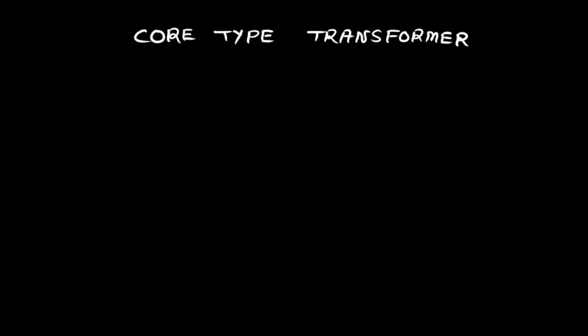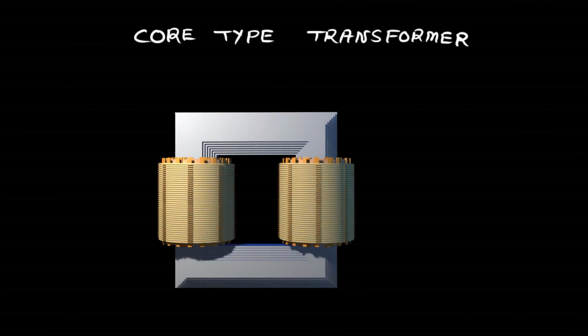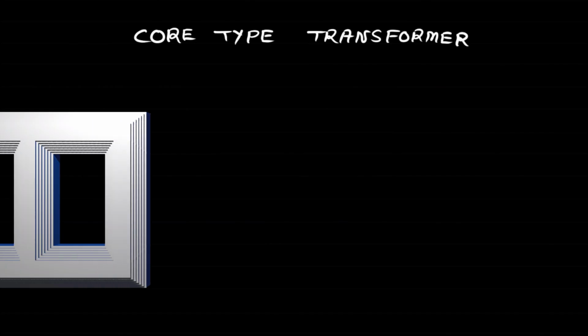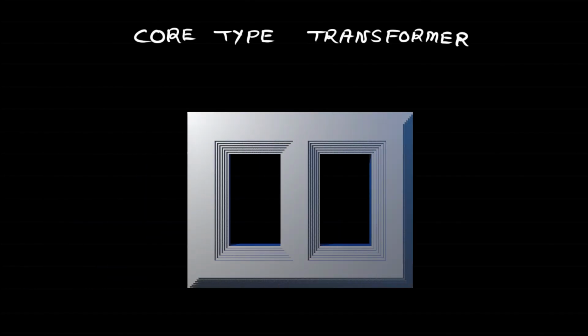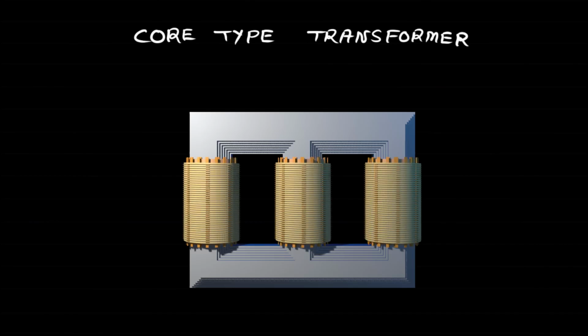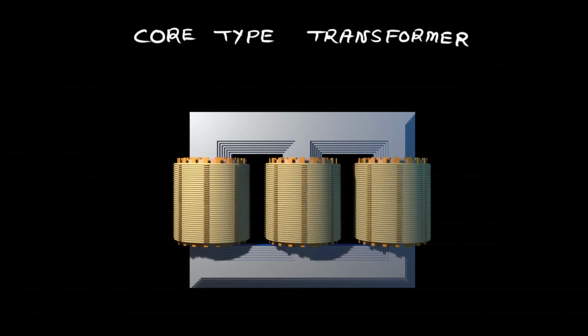For a single-phase transformer, we have two limbs or legs. For three-phase transformers, three vertical limbs are used, with each limb carrying windings for one phase. The winding arrangement is crucial. The low voltage winding is placed closest to the core, with the high voltage winding positioned on top of it. This arrangement is chosen for better insulation management and ease of manufacturing.